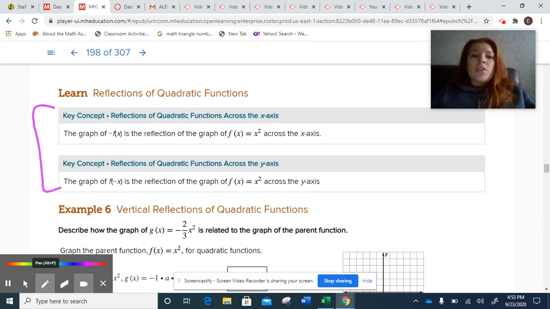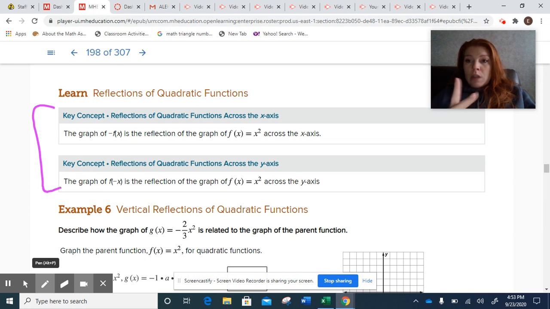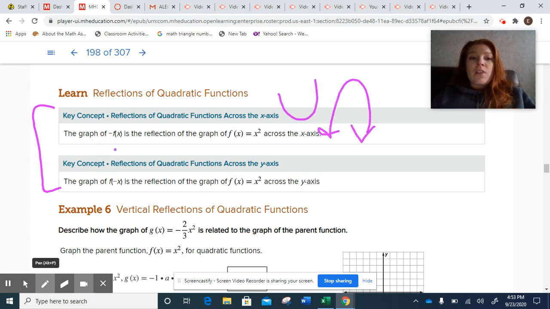Okay, our last transformation are reflections. So we have two types of reflections that happen. We have ones that flip our function down. So it starts up and flips it down. That's if a negative appears in the front of your function, right? It appears before everything else.